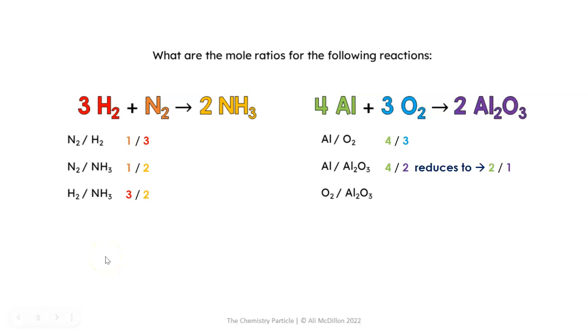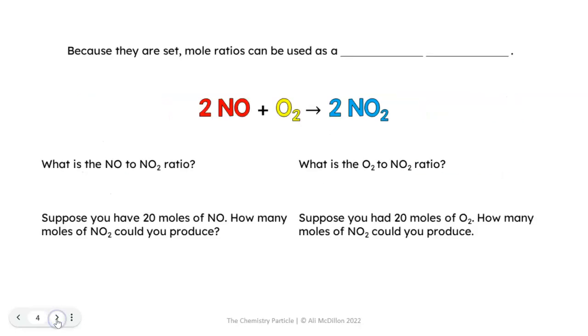And again, anytime we're doing anything with coefficients, that can actually reduce to a 2 to 1. So if you notice as you're doing these fractions, if they have a common factor that they can be reduced by, go ahead and do that. So 4 and 2 are both divisible by 2, so that will give us a 2 to 1 ratio. And then oxygen gas, O2 to aluminum oxide, it's just a 3 to 2 ratio. Again, these are pretty easy because we just have to compare the coefficients in front of the compound. Okay, so when asking for the ratio, we're just looking for the coefficient in front of the compound or the element.